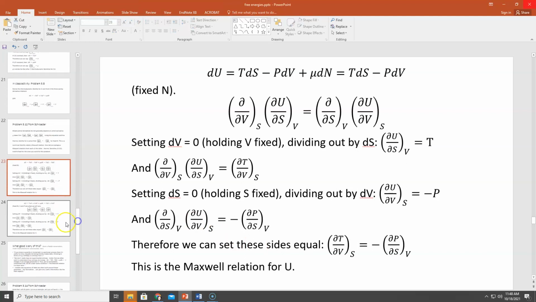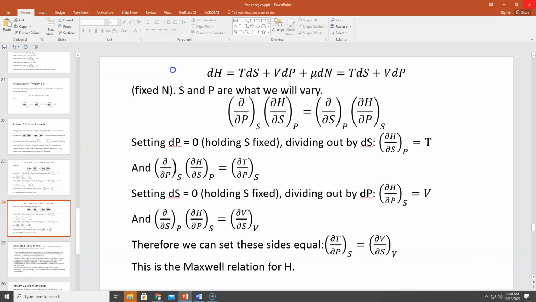All right, let's do one more. Let's do the one for enthalpy. So in this problem, we're holding N fixed.